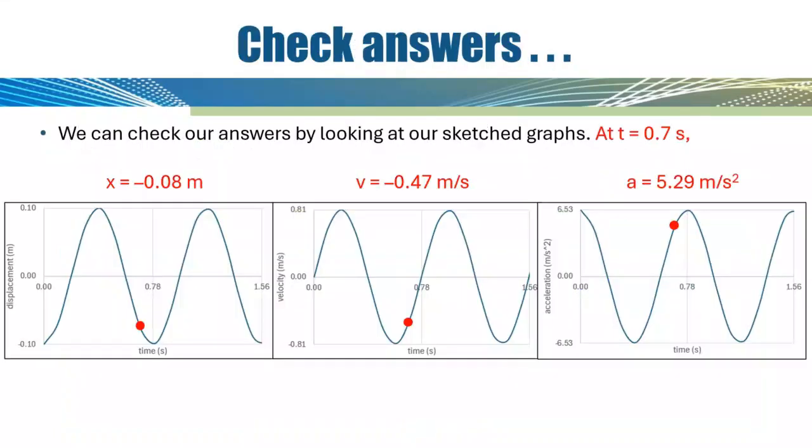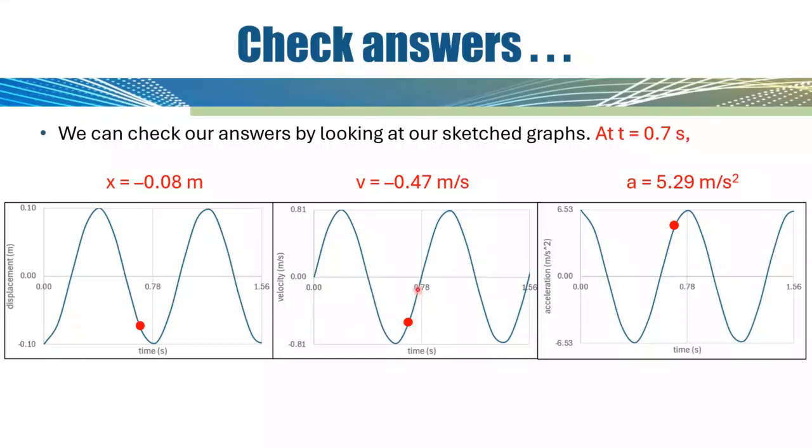So now let's check our answers by looking at them on our sketched graphs. So I copied the displacement, velocity, and acceleration time graphs here, and we plotted out our answers. So we calculated that at a time of 0.7 seconds, we calculated displacement of -0.08 meters. So this is 0.78 seconds. So backing up a little bit to call it 0.7 seconds, we calculated a -0.08, and that seems to line up with my displacement graph.